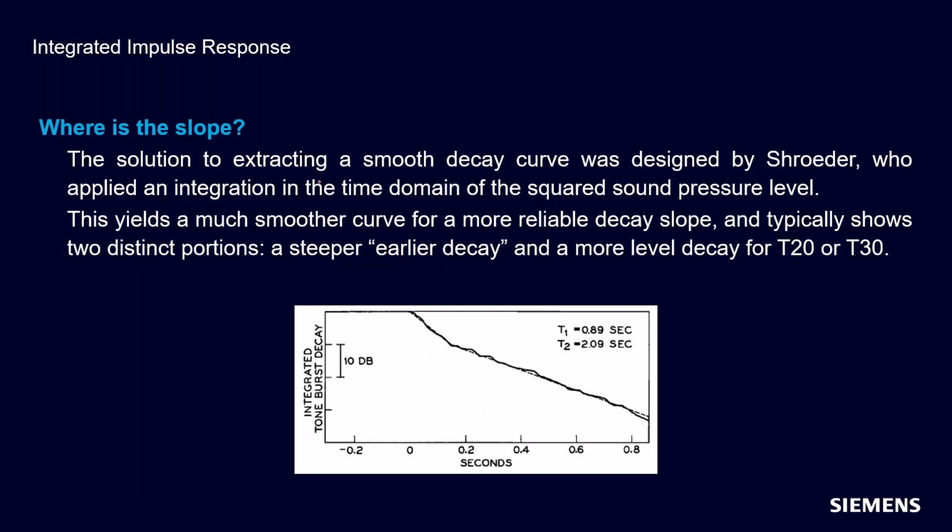The solution for extracting a smooth decay from that single shockwave was designed by Schroeder, who applied an integration in the time domain of the squared sound pressure level. And this gave you a decay slope, typically with two components. So there's a slope here and a slope here. And this allowed you to calculate a T20 or a T30 time, typically from this type of more explosive impulse type excitation.